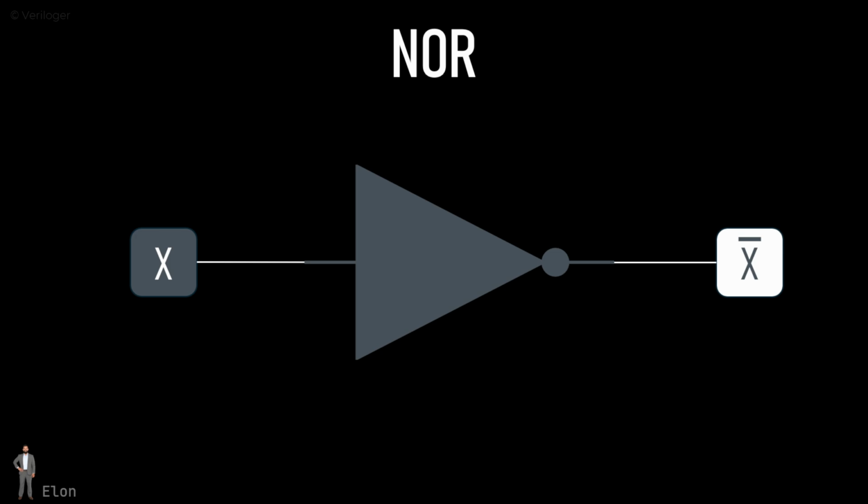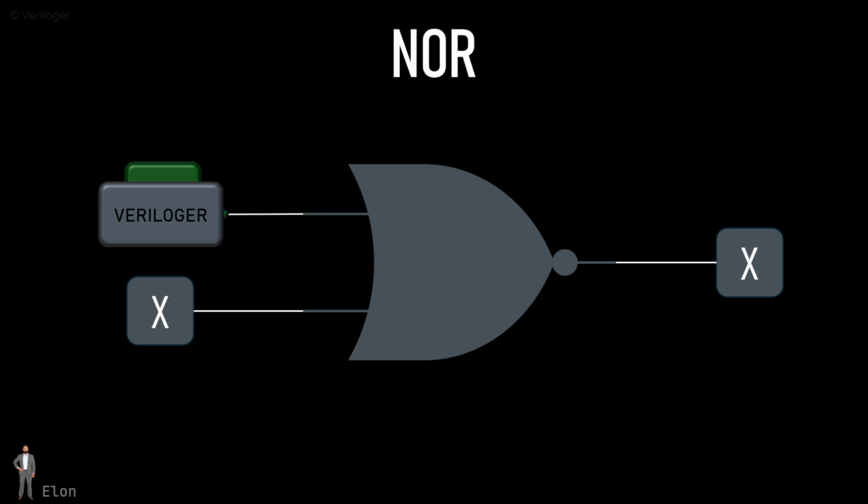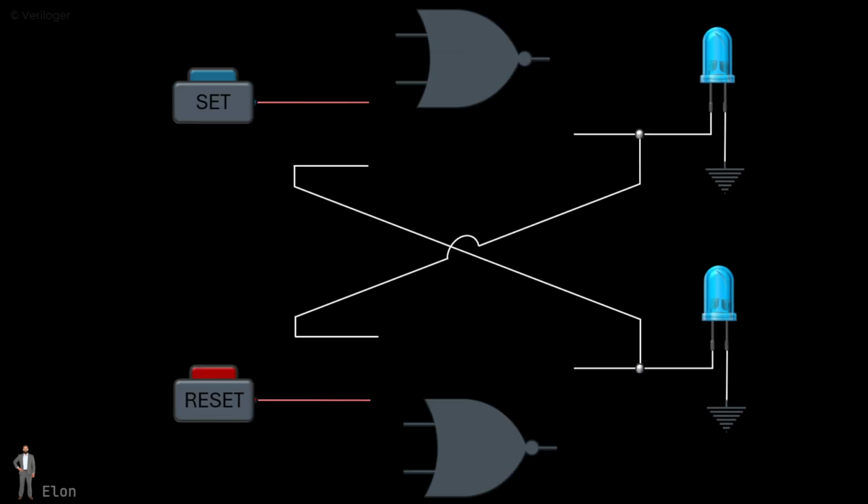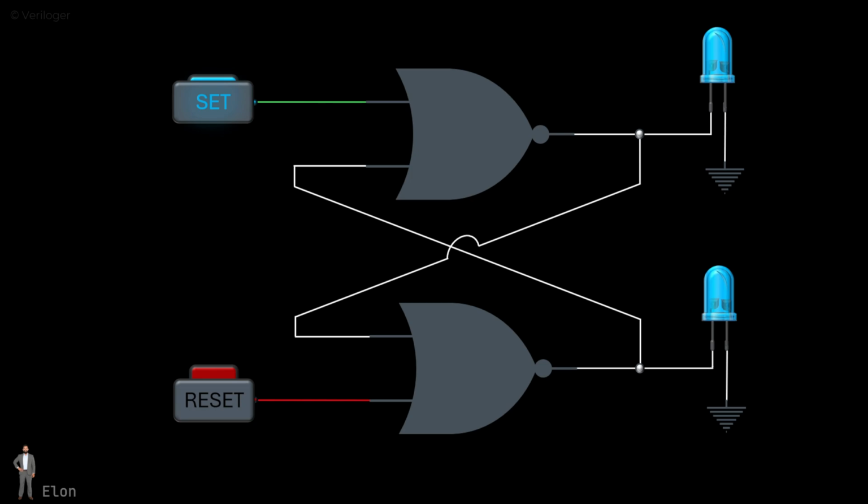To verify his discovery, he connected a push button to a NOR gate and he pressed the button. He found that the NOR gate blocked the current, but when he released the button, he found that the NOR gate acted as an inverter. Elon connected the NOR gates and pressed the set button, but the upper NOR gate blocked the current from passing, so the upper LED didn't turn on.